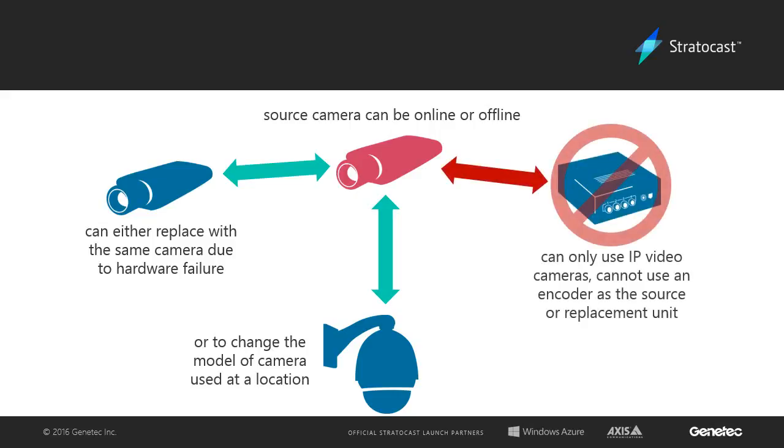Finally, the replace function is only available when we're dealing with IP video cameras. If either the new video unit or the old video unit is an IP encoder, we'll need to manually remove the old unit and enroll a new one.